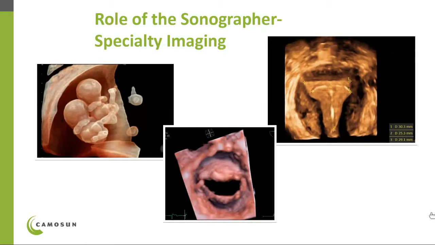And now we got some specialty imaging, not often done, but it can be done. This is a 3D image of the uterus, and it's showing an IUD in place. And over here we have twins.